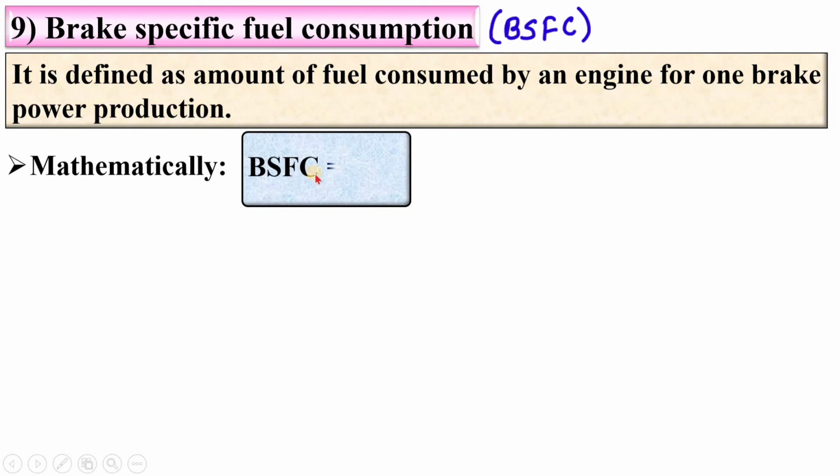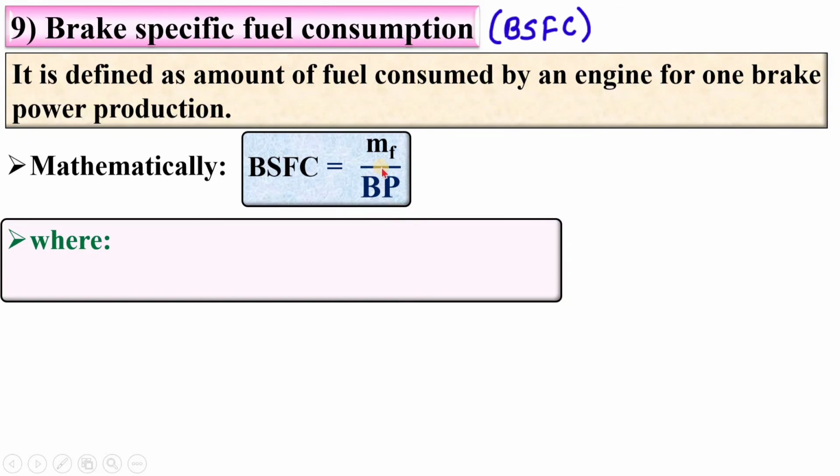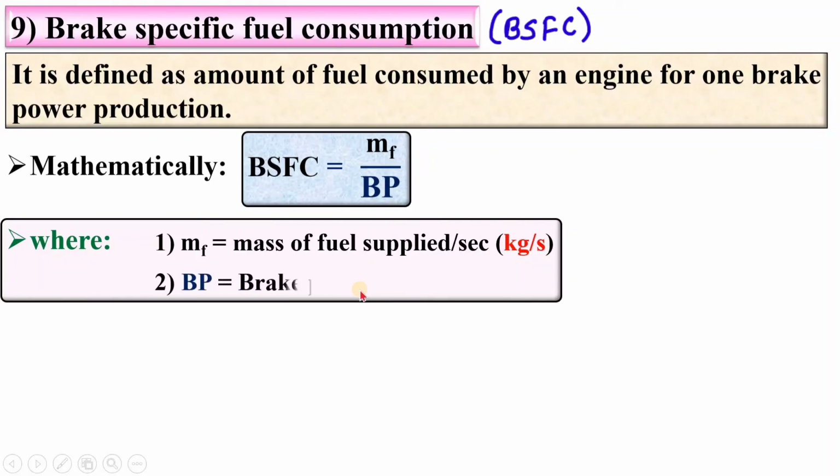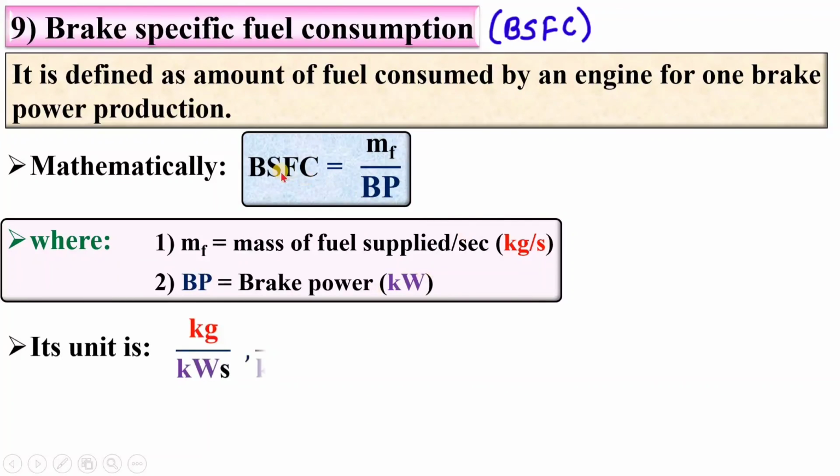Mathematically, BSFC means brake specific fuel consumption is equal to MF upon BP, where you know that MF is equal to mass of fuel supplied per second, that is in kg per second, and BP is the brake power, that is in kilowatt. So definitely you can understand the unit of brake specific fuel consumption is kg per kilowatt second. Sometimes it is kg per kilowatt hour.